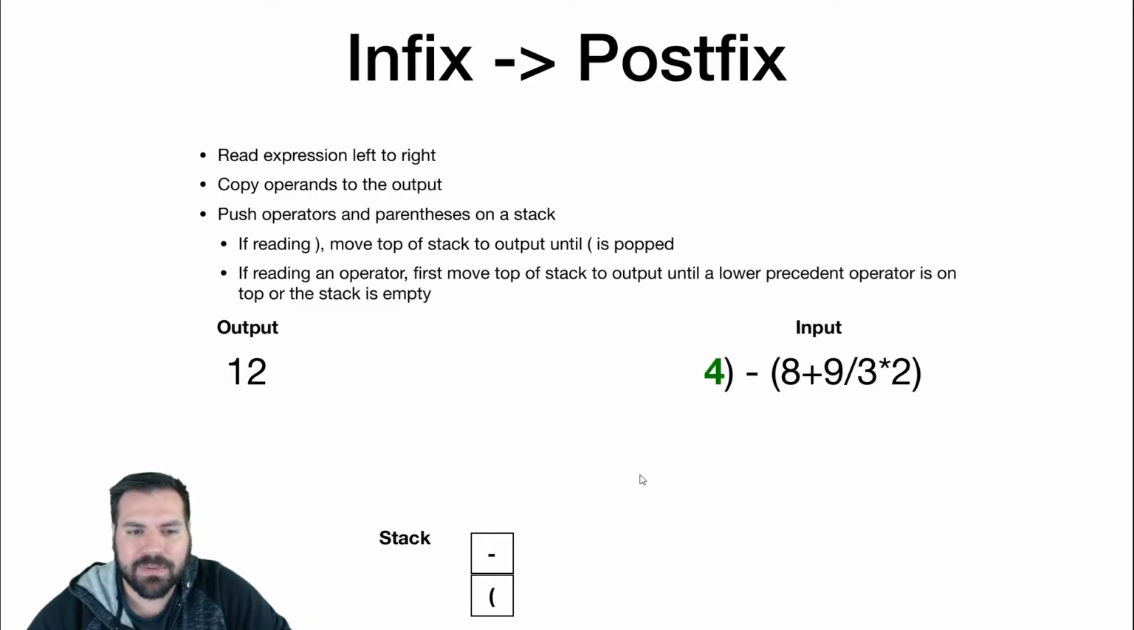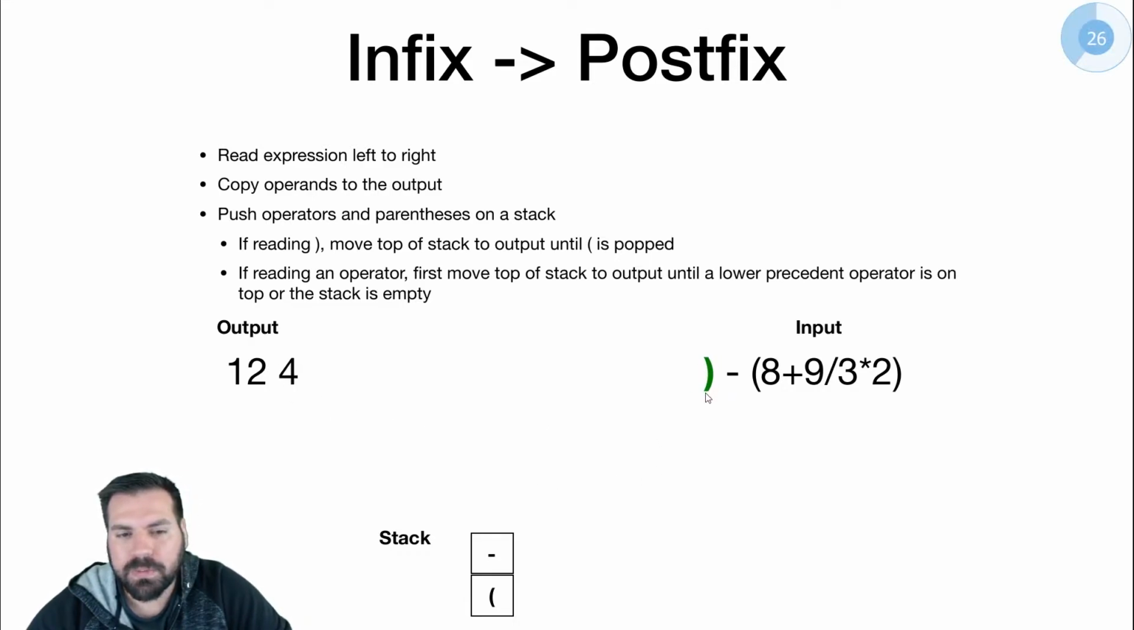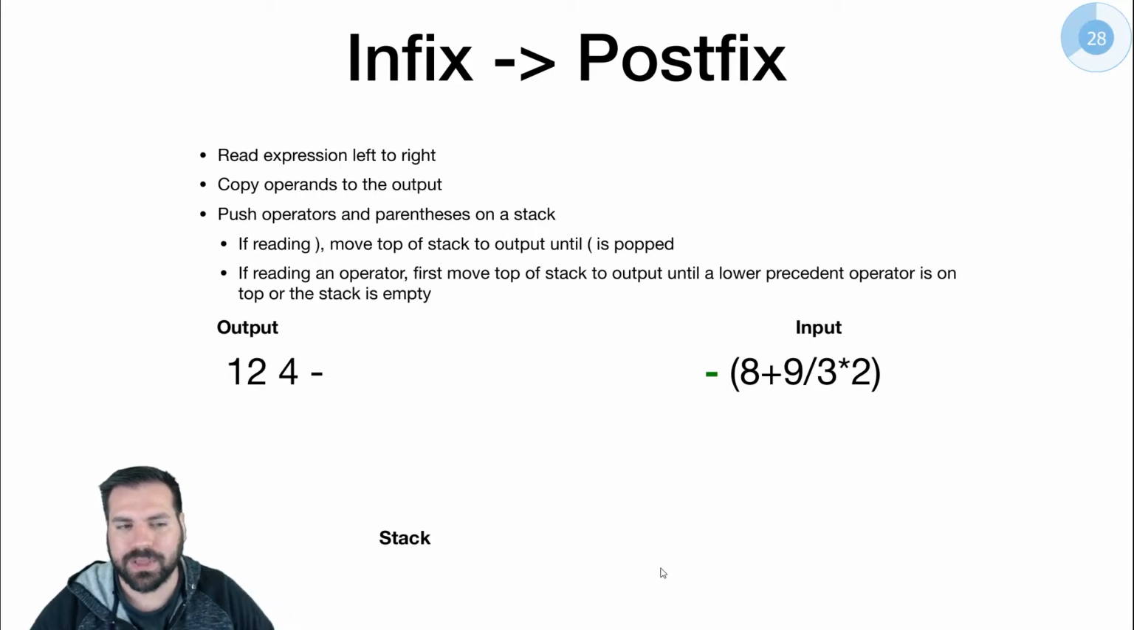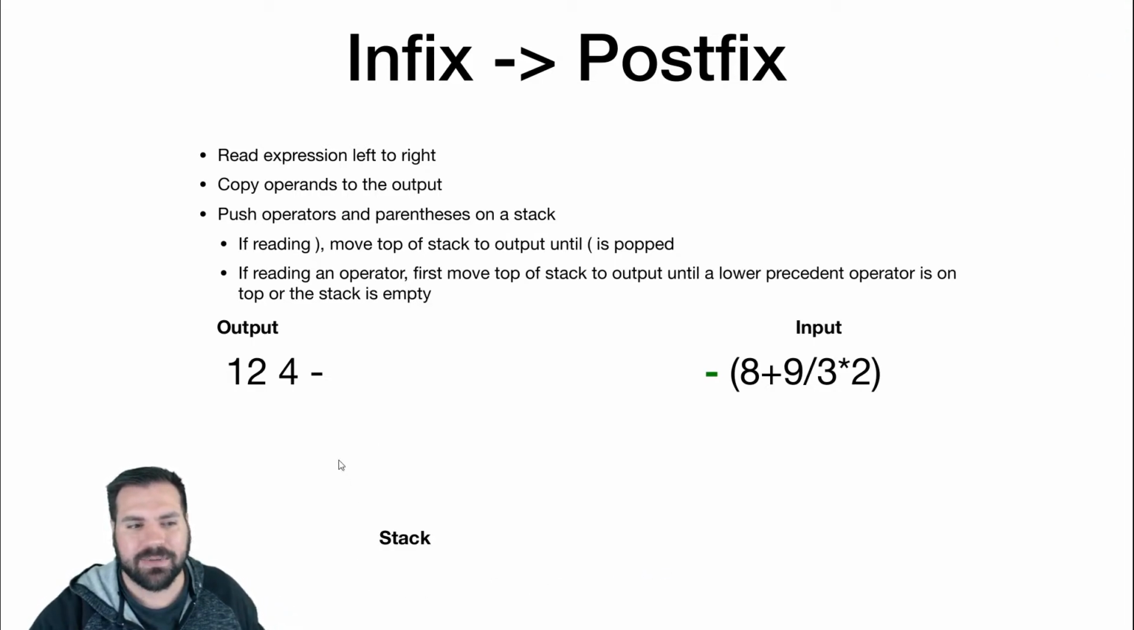Operand, we copy over. A closed paren, we're going to copy whatever's on the stack over to the output until we find an open paren. So we pop subtraction, copy that over to the output, and then all the parentheses disappear. We're done with that set of parentheses. And you can see we do have 12 minus 4, which was the beginning of the first term in our expression here.